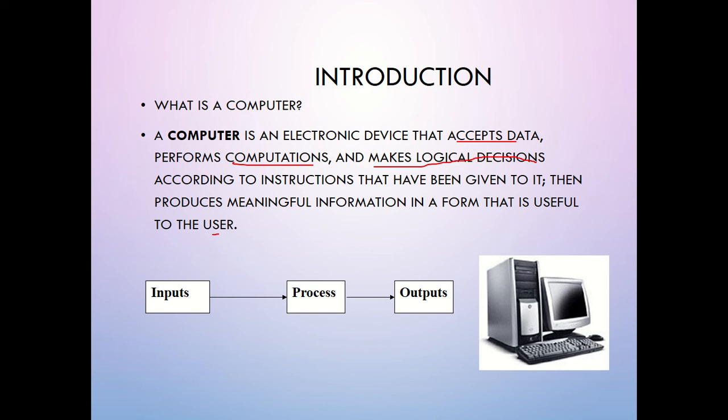So a computer is any electronic device that accepts data and performs mathematical operations or computations. As the name indicates, computer comes from the word compute, and it makes logical decisions according to instructions that have been given by the user, and it returns meaningful information to the user. This is the basic definition of a computer. And then there is an input here, as you see, and any mathematical operation takes place or is computed here in the process phase, and then it is passed to the last output stage. These are the steps of what a computer does. So this is what a computer means.